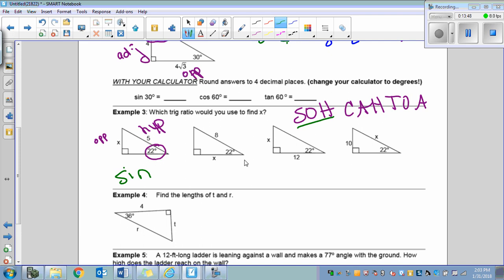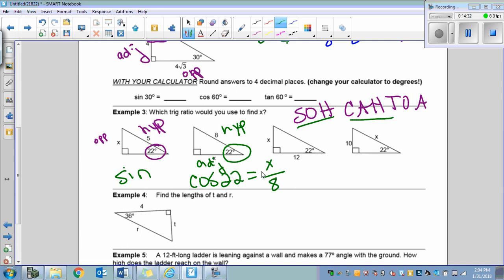Let's try this one. Again, we have 22 as our reference angle. Circle your reference angle and label your sides. This is your opposite side, so we don't have a number here or a variable here, so I'm not going to use that. The 8 is on my hypotenuse, and the x is my adjacent side. So which trig function uses adjacent and hypotenuse, or hypotenuse and adjacent? The only one is cosine, uses adjacent over hypotenuse. So this would look like cosine of 22 degrees equals adjacent comes first over hypotenuse.